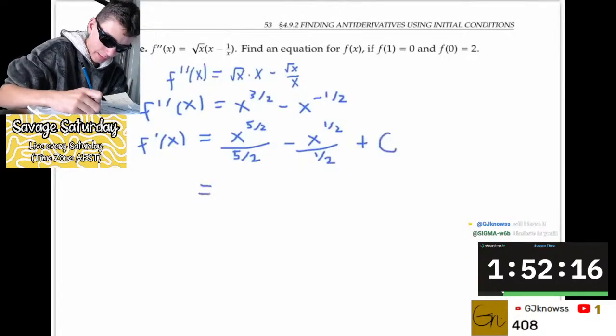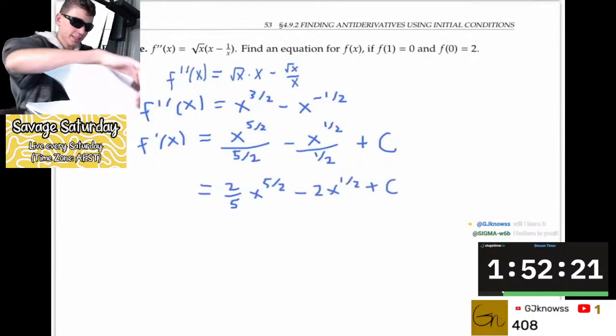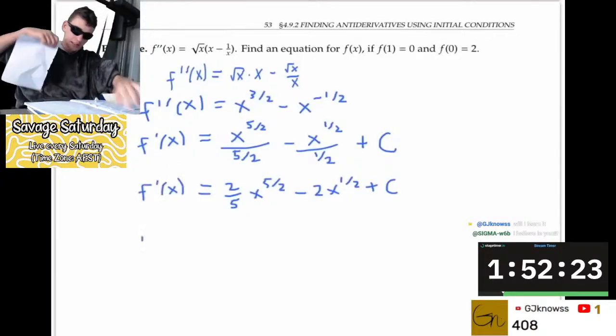Let me simplify a little here. Instead of dividing by 5 halves, I'll multiply by 2 fifths. And instead of dividing by 1 half, I'll multiply by 2. Now I've got an expression for f prime of x, but I need an expression for f of x, which is the antiderivative of f prime.